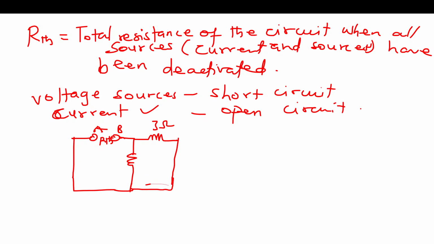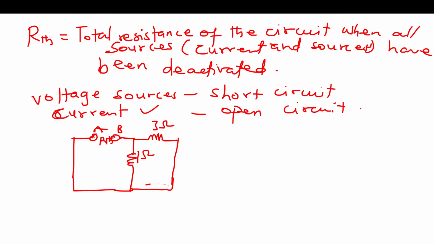Okay, this is how our circuit is going to look. Now, RTH is the total resistance, looking through the terminals. The terminals are A and B. Looking through these terminals, what is the total or equivalent resistance of this circuit? We have 3 ohms here and 1 ohm here. We can clearly see that once again, the 3 ohm resistor is connected in parallel with this one.